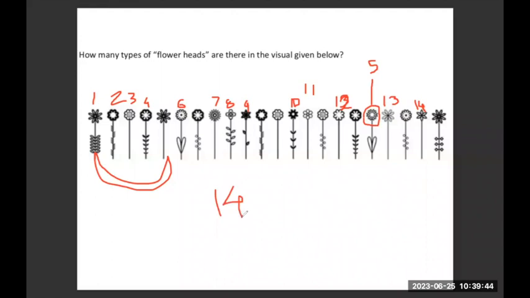Any doubts, any questions in this one? Any doubts, any questions? Okay, we'll move on. One second, let me check the text. Okay, fifth one. We'll move to the next one. The correct answer is 14.